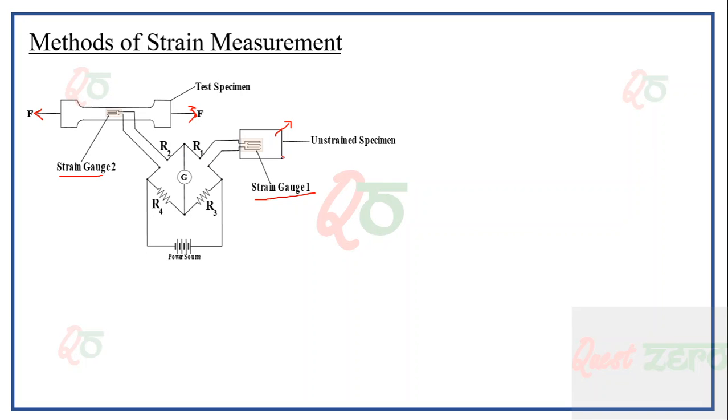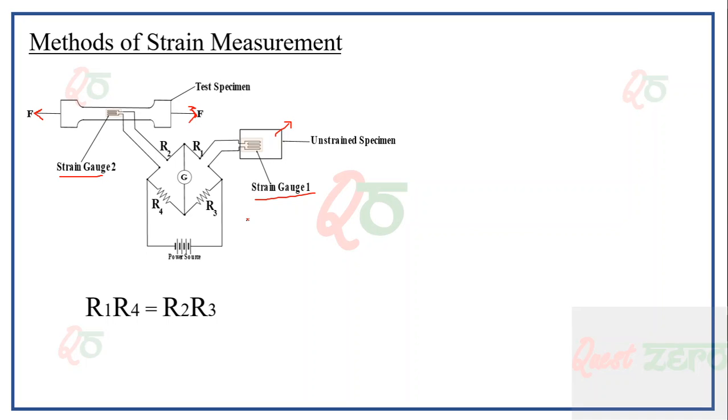R1 is the resistance of the strain gauge connected to the unstrained specimen. R2 is the resistance of the strain gauge connected to this test specimen. R3 and R4 will be made of the same material as the strain gauge, and will have their own resistance values. So when the forces are being applied, there is a small relation for balancing of the Wheatstone bridge network. R1 into R4 must be equal to R2 into R3 for a balanced circuit.